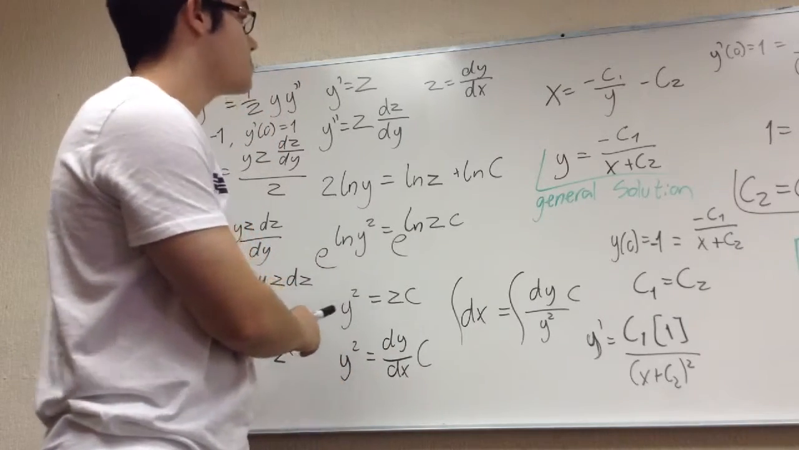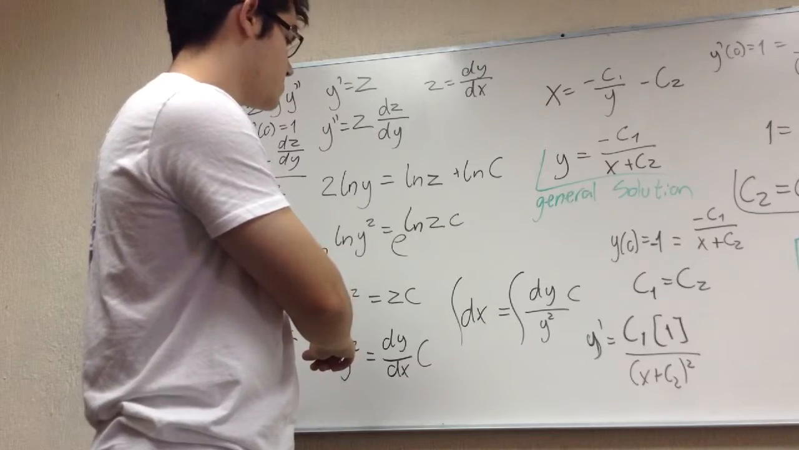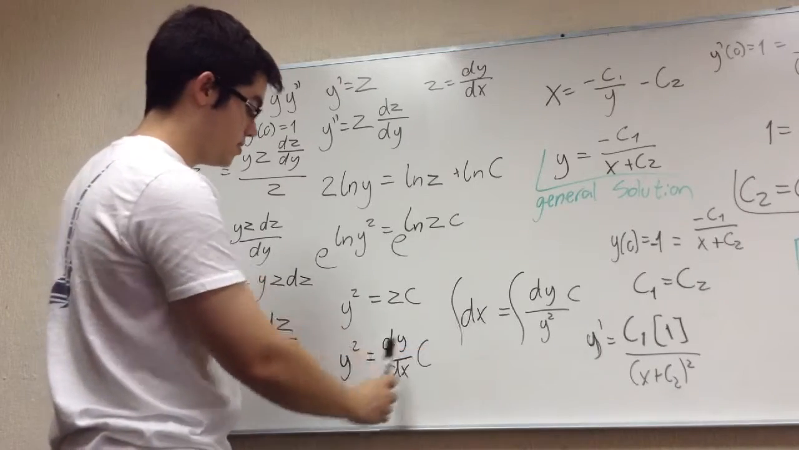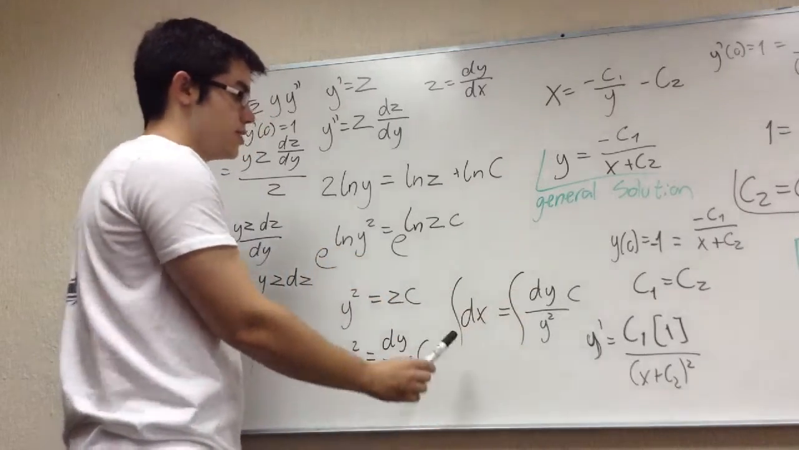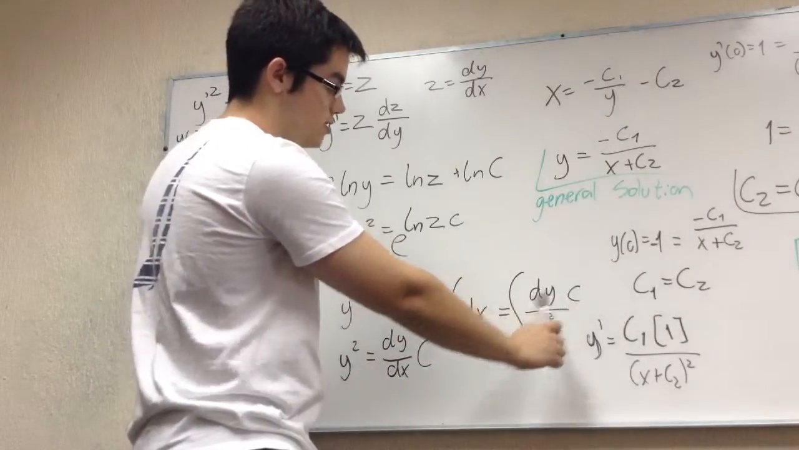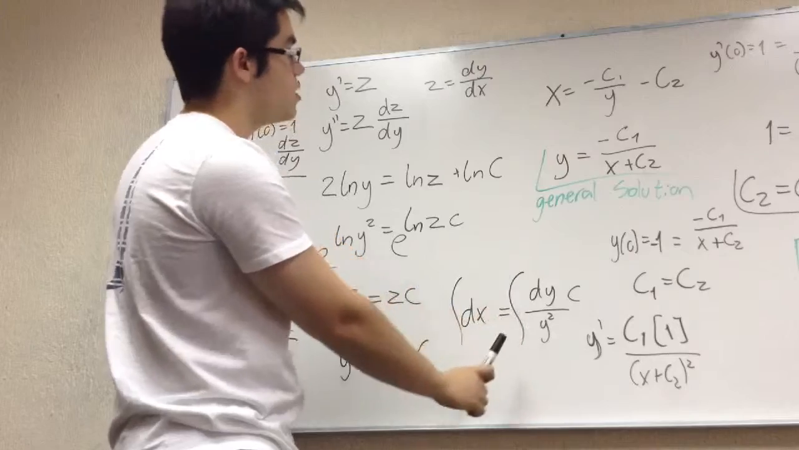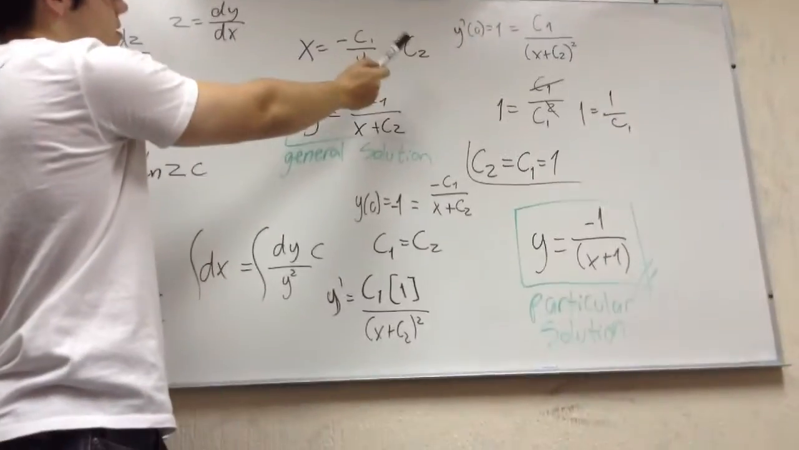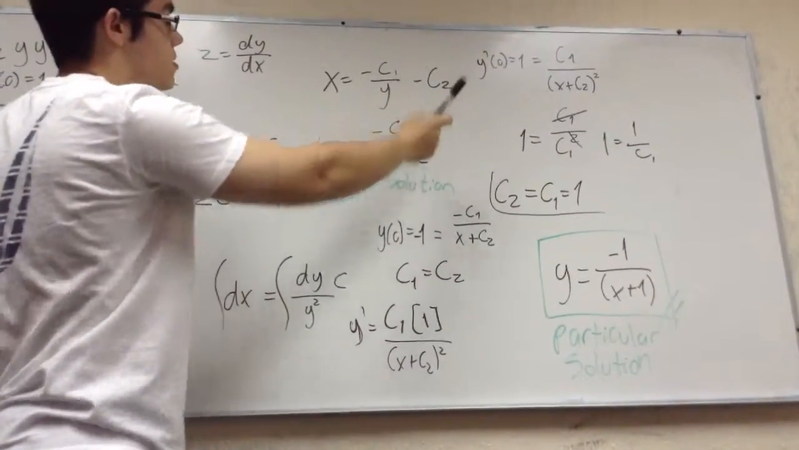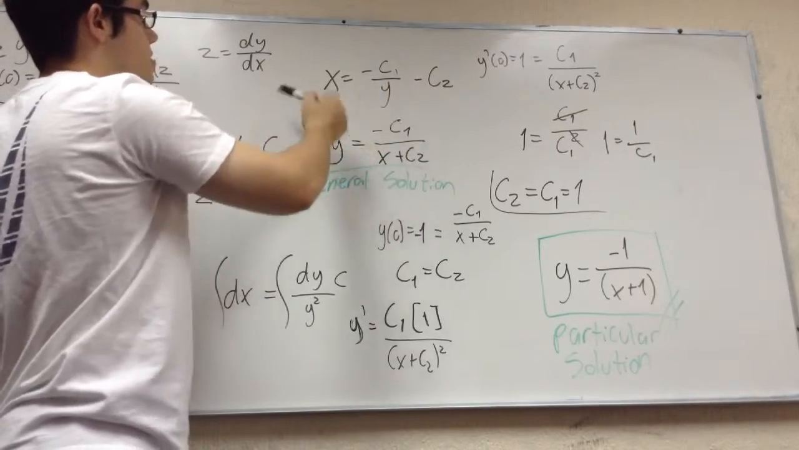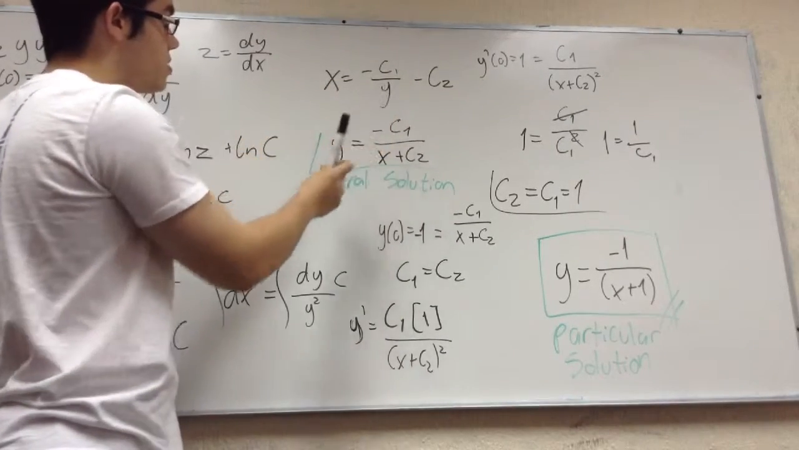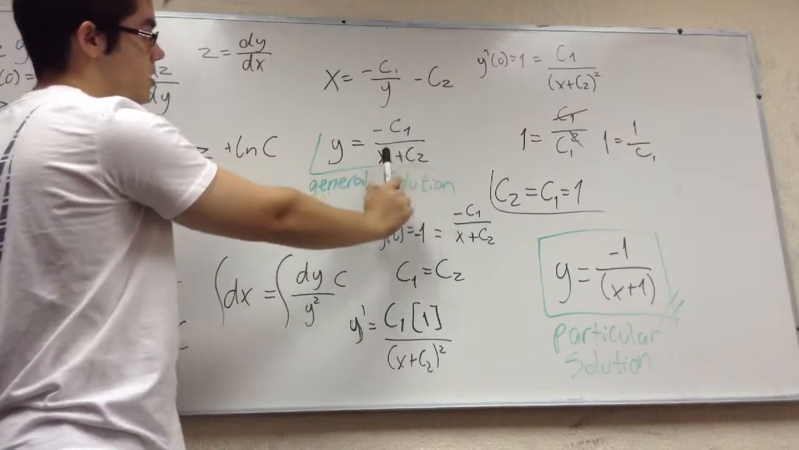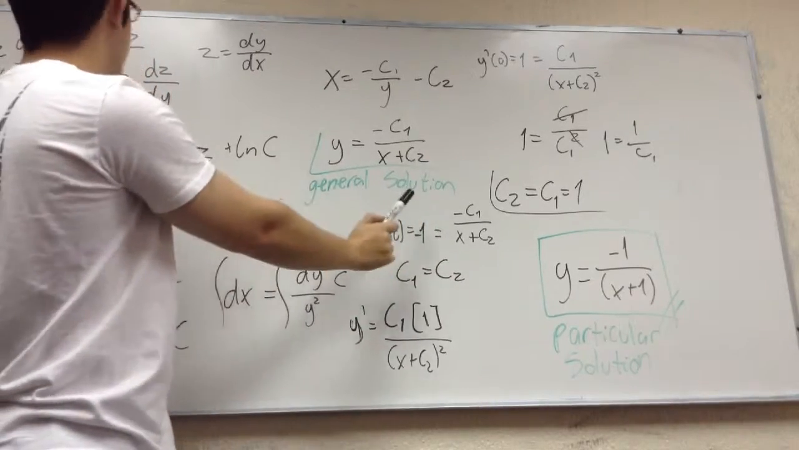After that we change this to the other side, and we group the y's together. So we have dx equals dy times c over y squared. We integrate both parts, and we have x equals minus c1 over y minus c2. So we change everything to find the y value. So we know y equals minus c1 over x plus c2, and that's our general solution.